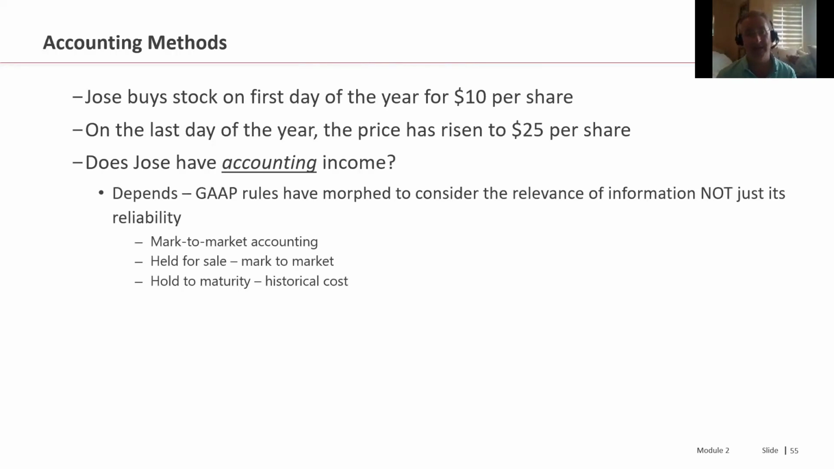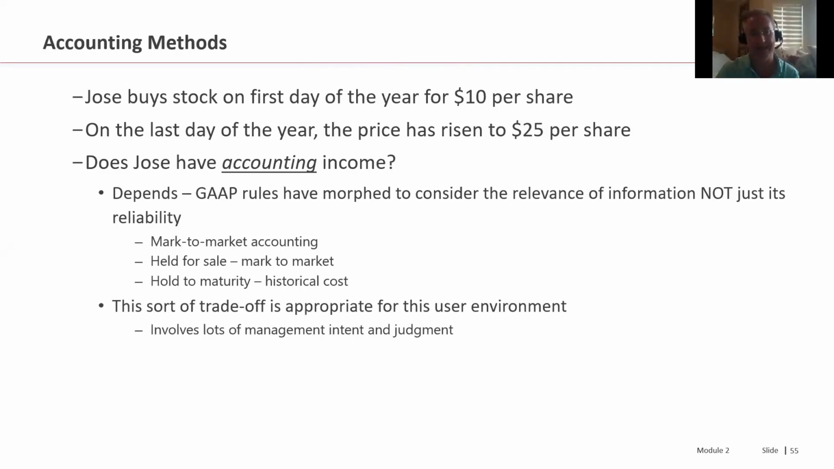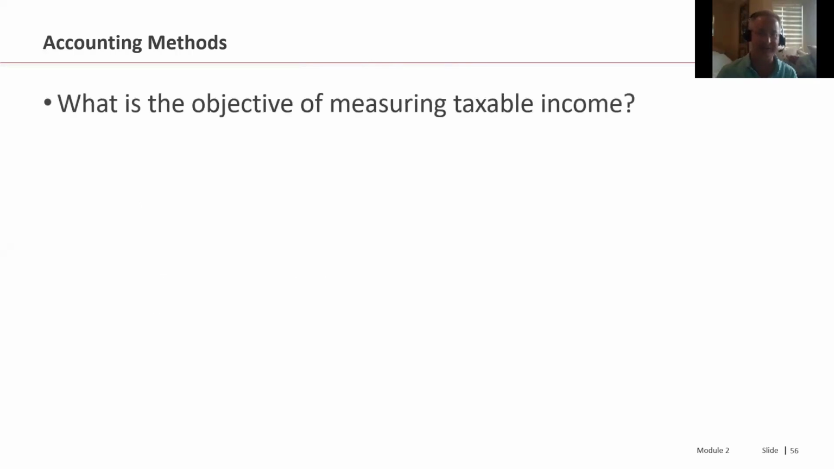Well, that might depend, because the GAAP rules now include all sorts of information that considers relevance over reliability. So you should be aware that there's mark-to-market accounting, right? And it could depend on whether it's held for sale or whether it's held to maturity. But the reality is there might be accounting income there. And even if it's not accounting income, it might be other comprehensive income. So accounting might recognize that as income, because that sort of trade-off is appropriate for that environment, right? That involves lots of management intent and lots of judgment. But the objective of measuring taxable income has nothing to do with that at all.